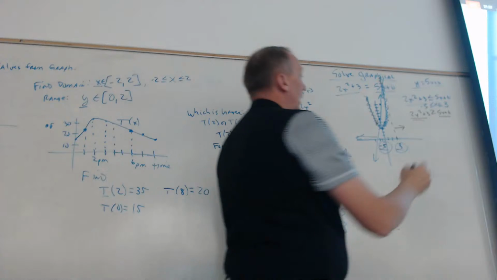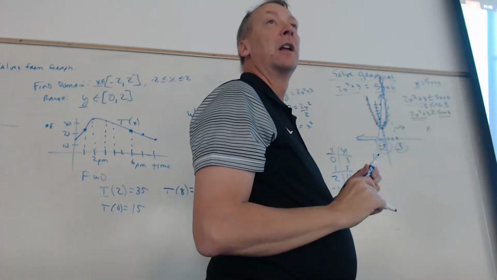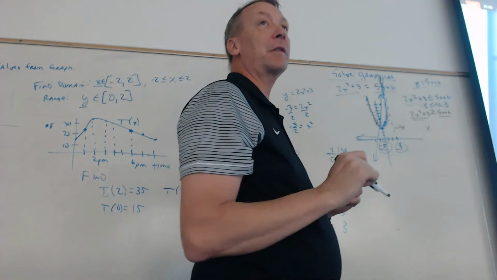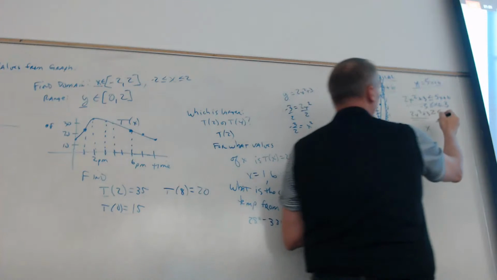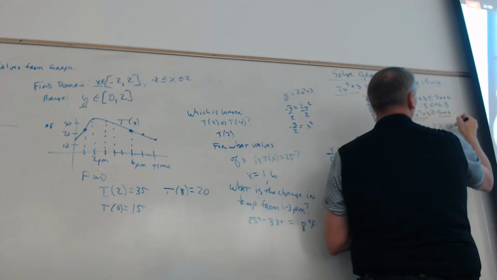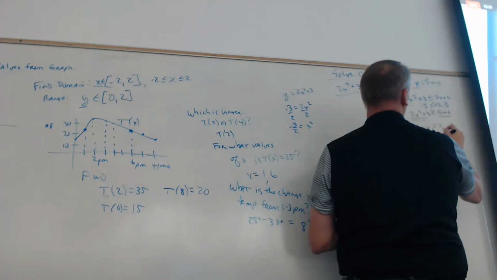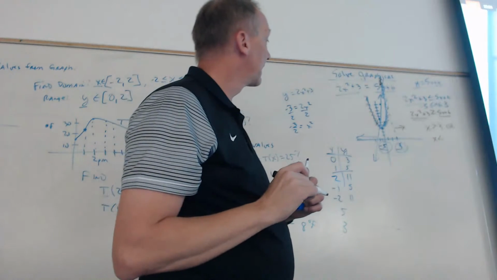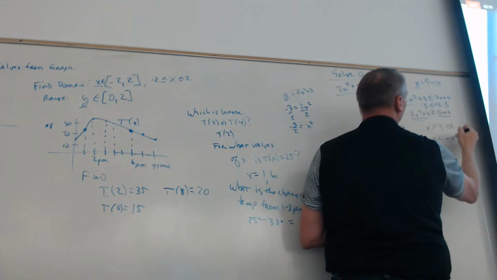Negative. So x is greater or less than what? X is greater than 3. Okay, that's this piece here, right? Or less than negative what? This value here. Negative 0.5. Negative 0.5. Okay?